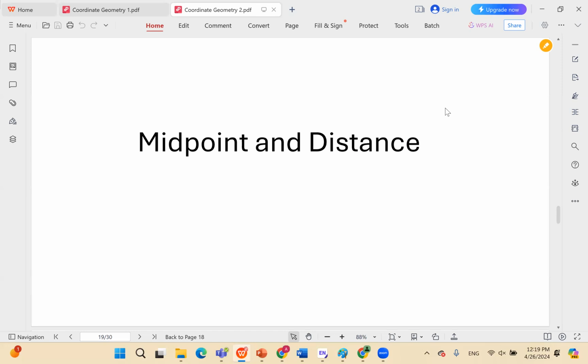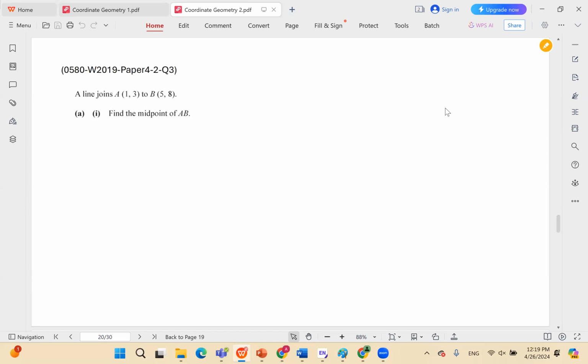Next, we move on to midpoint and distance. A line joins A to B, find the midpoint of AB. So you need to know the formula for the midpoint. The formula is simply the average of x's and the average of y's. So x1 plus x2 over 2, comma, y1 plus y2 over 2.